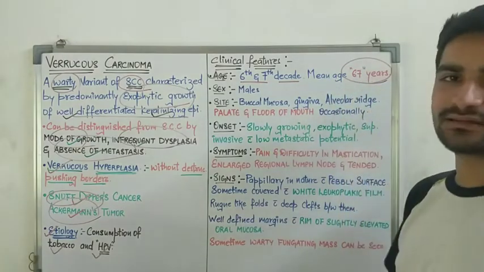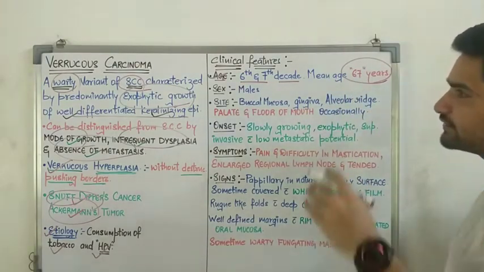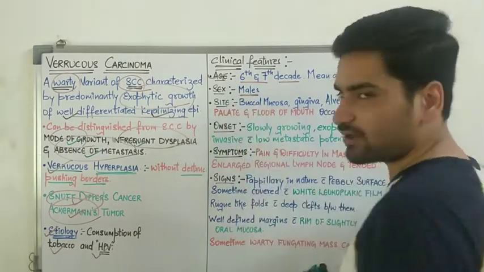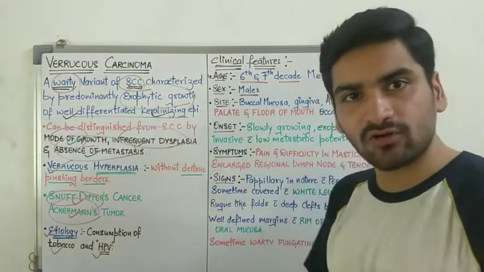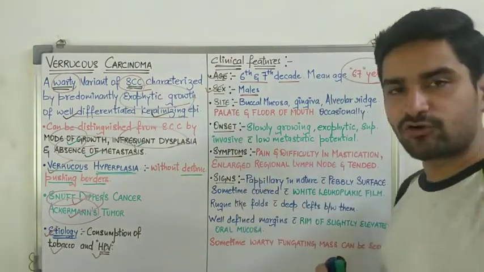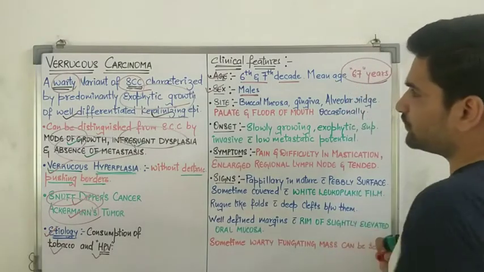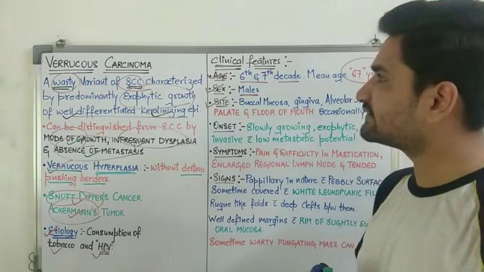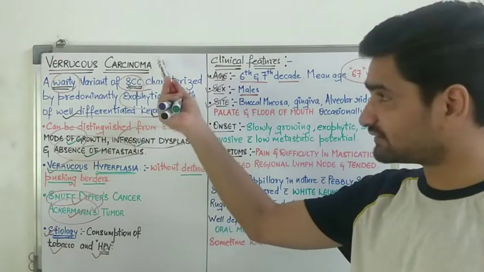67 years is considered to be the mean age of occurrence of verrucous carcinoma. As for the etiological factors, tobacco consumption is the most common, along with human papilloma virus, so it is but obvious that males are going to be more commonly affected compared to females. The oral cavity is considered to be the most common site of occurrence for verrucous carcinoma.